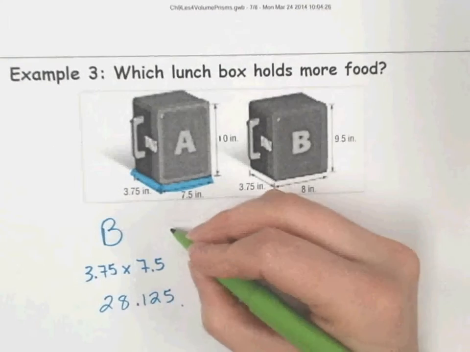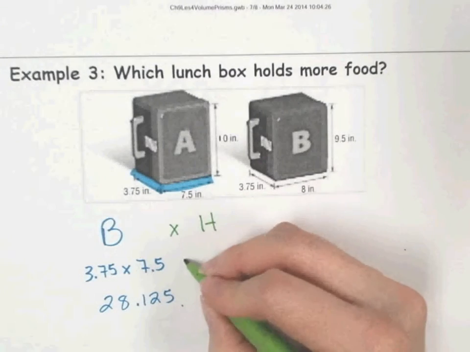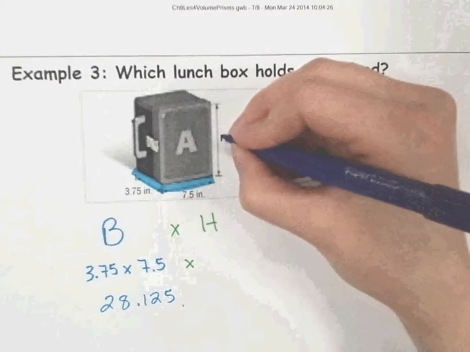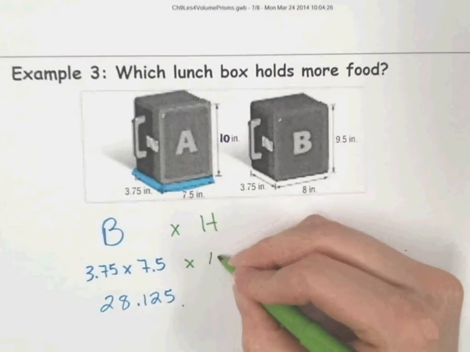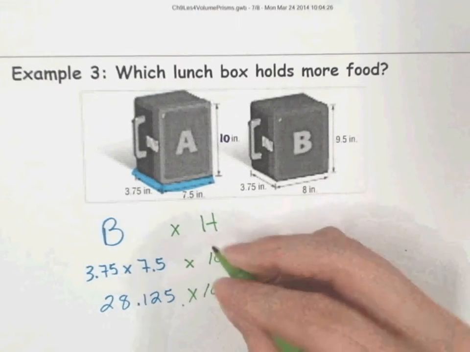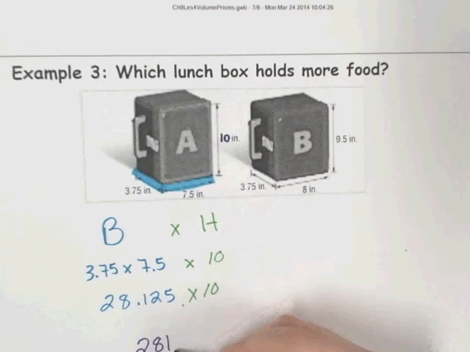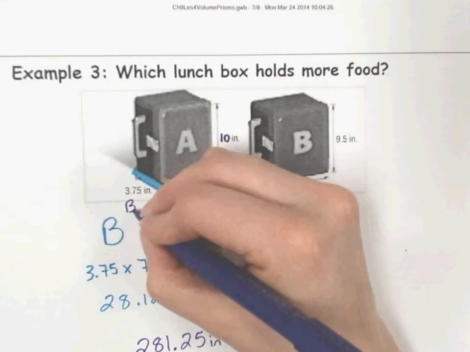Okay, and then of course we need to multiply by the height. We need to multiply by the height, and the height in this case happens to be, I know that's hard to read right there, but that's supposed to be a 10. Okay, so that's supposed to be 10 inches. So we're going to multiply by 10. If we multiply by 10, we're going to get, very good, 281.25, and that's inches cubed. That's for box A.